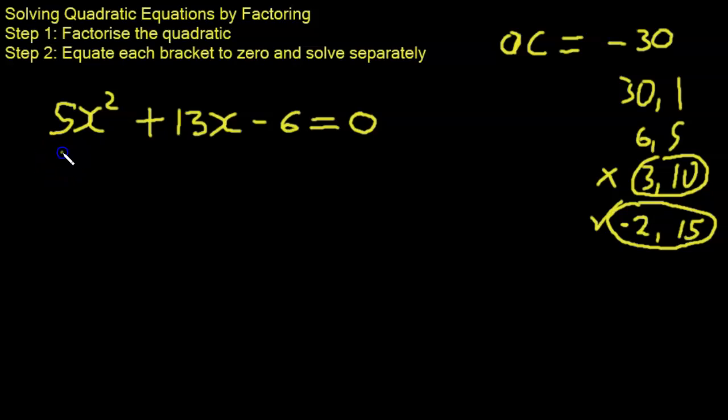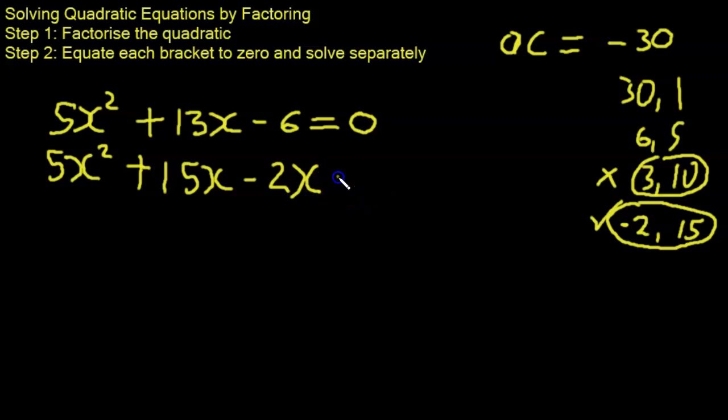So we rewrite the 13x as 15x minus 2x, or you could have said minus 2x plus 15x. It's up to you. The order does not matter, as long as you get 13x in the end, and as long as the positive sign is on the 15 and the negative is on the 2. So now we have 4 terms, so we factor by groups.